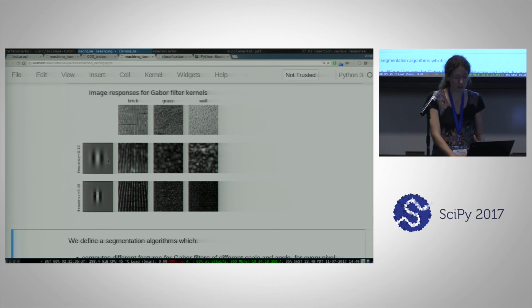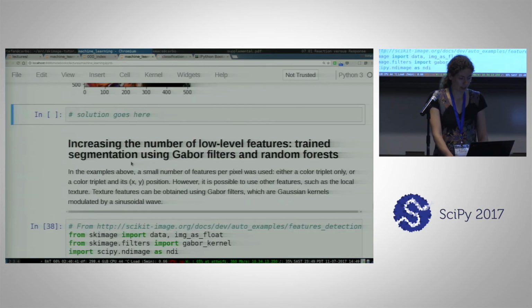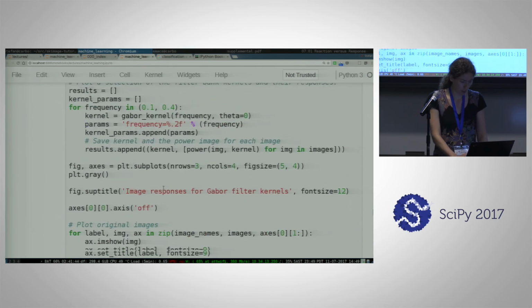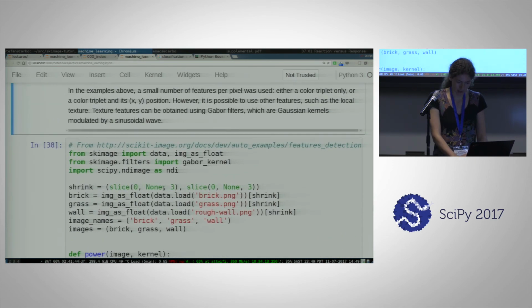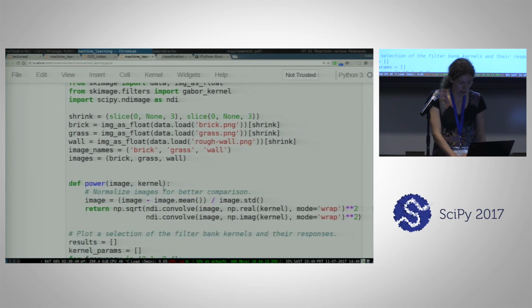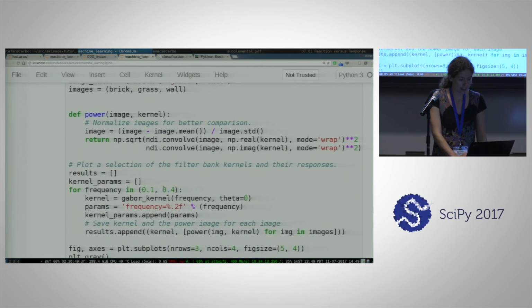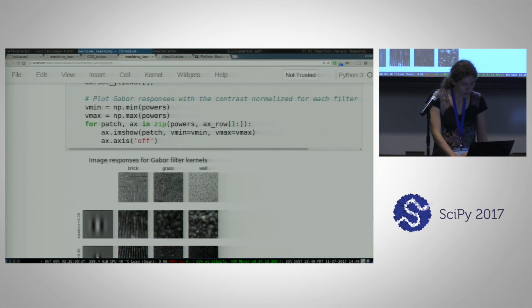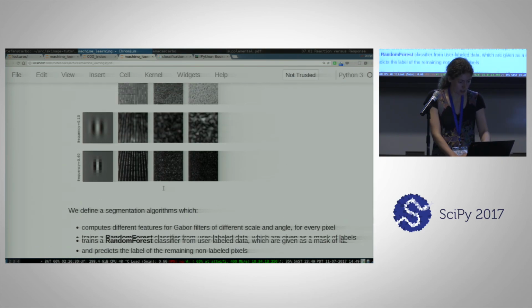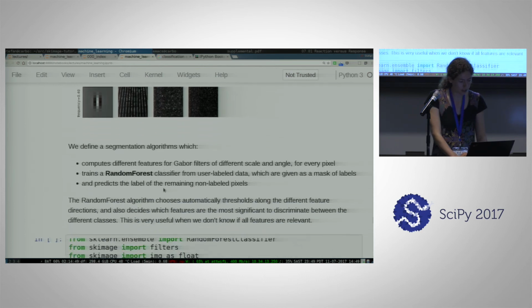A texture kernel is made of a sinusoid that decays with a Gaussian kernel, meaning that it's able to detect variations like edges, for example, or it can detect more complicated textures. I'm going very quickly over this, but you will have time to look at it later. This was just the example to plot these Gabor filters.